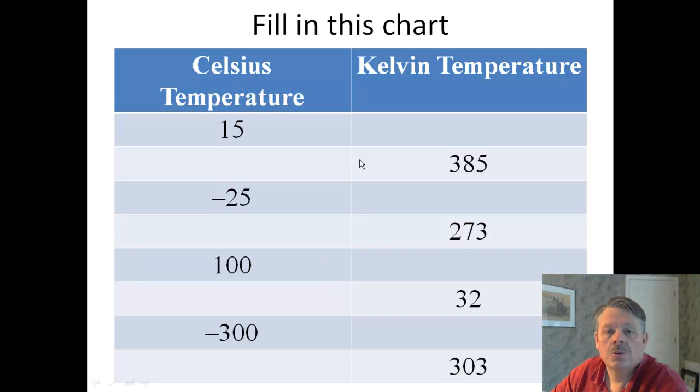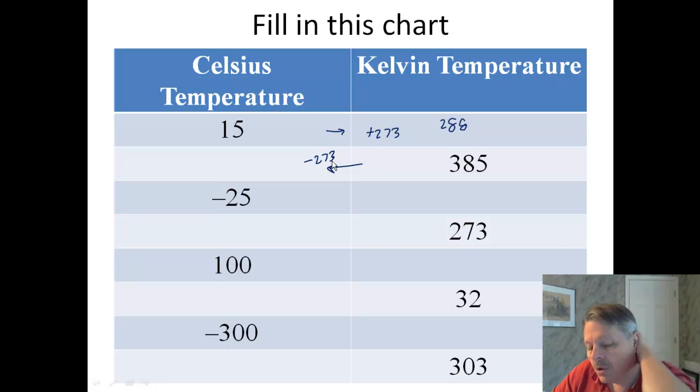As we go through the chart, we have a Celsius temperature of 15. We're trying to get to Kelvin, so we add 273, and we get 288. Now, when we want to go the other way, we subtract 273 from 385, and that gives us a Celsius temperature of 112. I'm going to do that all the way down. I add 273 to negative 25, and I get 248.